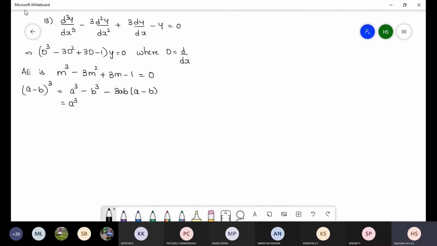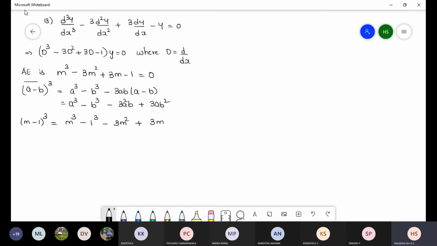So here we can write a cube minus b cube minus 3a square b plus 3ab square. So here if you split (m minus 1) whole cube, we get m cube minus 1 cube minus 3m square plus 3m. So we have the same thing.